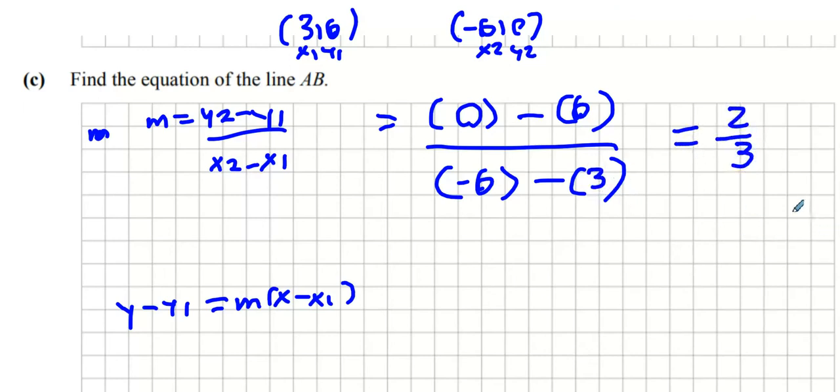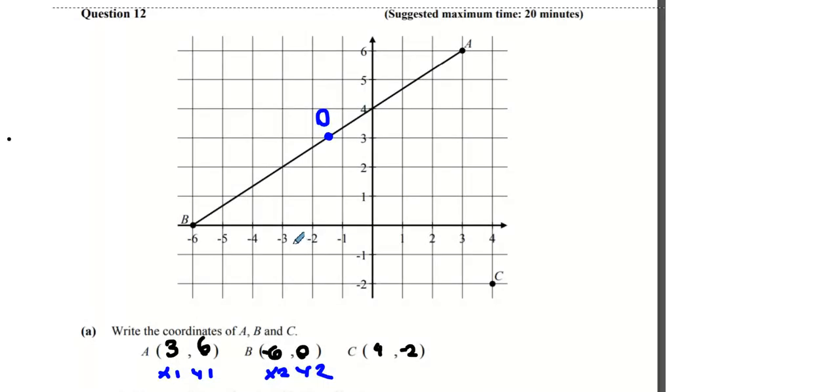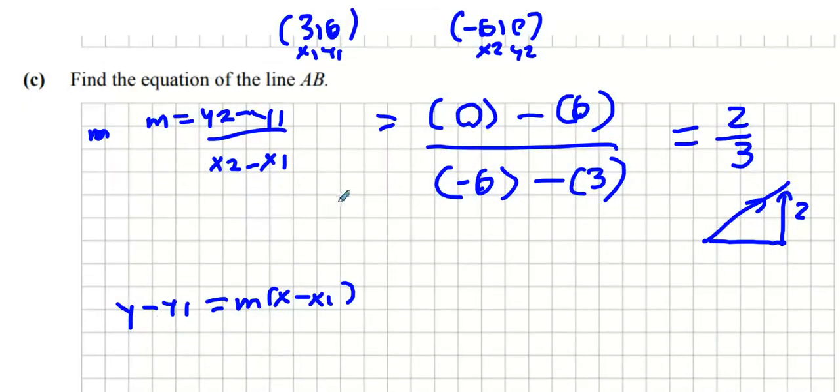Now what 2 over 3 means is 3 blocks across for every 2 blocks up. And we can sort of check that answer, can't we? 3 across 2 up, 3 across 2 up. Yep, that works perfectly. Okay, we now have the slope. Now we can do the equation of line formula. You can either choose point A or point B to represent x1, y1 because they're both on the same line.